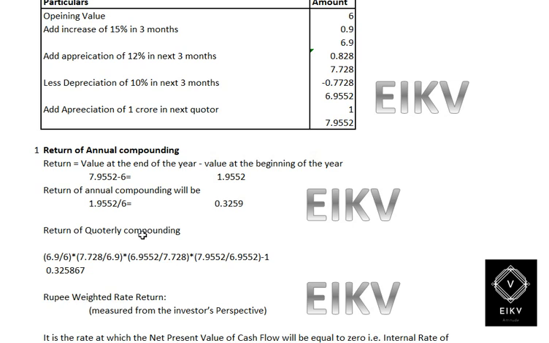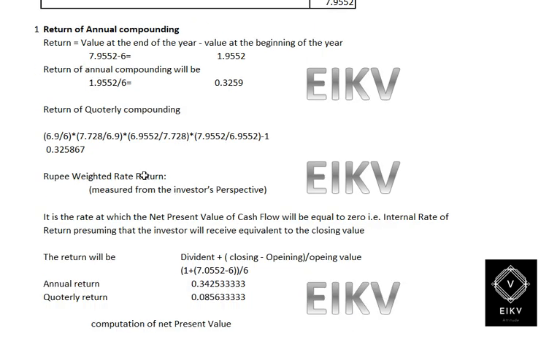Now return on quarterly compounding. So the return on quarterly compounding would be 6.9 divided by 6 into 7.728 divided by 6.9, which will be the value at the end of the first quarter divided by the value at the beginning of the first quarter, multiplied by the value at the end of the second quarter divided by the value at the beginning of the second quarter, multiplied by the value at the end of the third quarter divided by the value at the beginning of the third quarter, multiplied by the value at the end of the fourth quarter divided by the value at the beginning of the fourth quarter, minus 1, which gives you 32.58%.